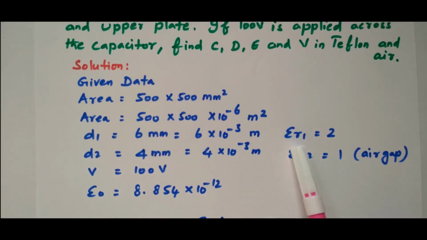The epsilon R1 is given as 2 for the Teflon. The epsilon R2 will be 1, that is the air gap. For air gap, the value will be 1, right? The applied voltage is 100 volts. Then epsilon naught, the absolute permittivity, is 8.854 into 10 to the power minus 12, that we know is a constant. So by using this, we will find the values one by one. First, we will find the capacitance.